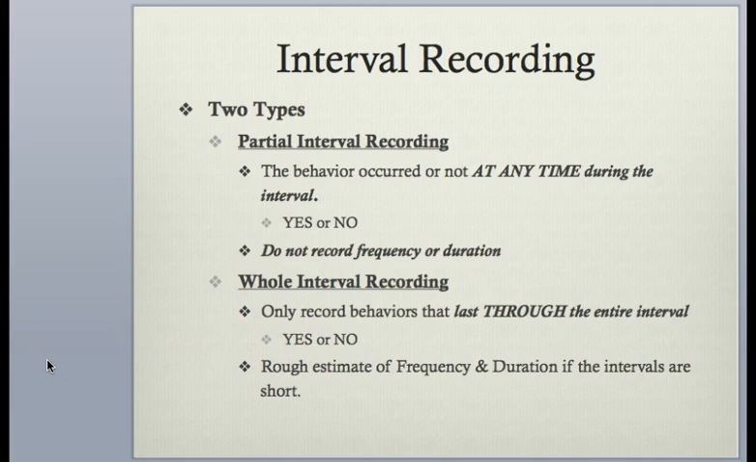And now, unlike the partial interval recording where we just say it happened or it didn't, now when we say that it did happen, we know that it happened for at least 30 seconds because it has to happen through the whole interval. So it does give us a rough estimate of frequency and a rough estimate of duration, as long as the intervals are not too long.